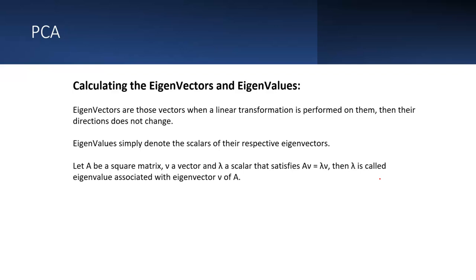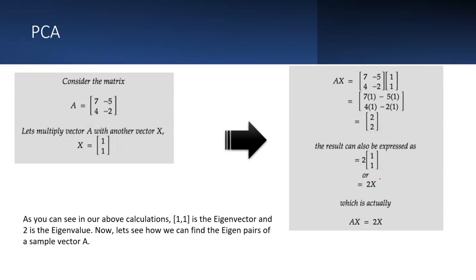Let A be a square matrix, v a vector, and lambda a scalar that satisfies this equation: Av equals lambda v. Lambda is called the eigenvalue associated with the eigenvector v. Eigen was a mathematician, and these values are named after him, as he invented this.